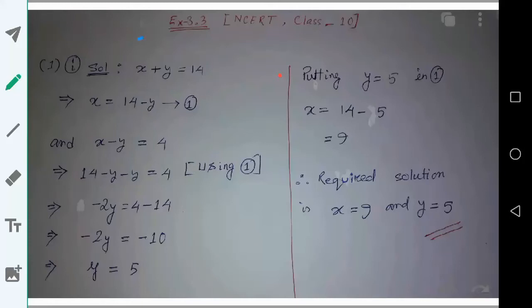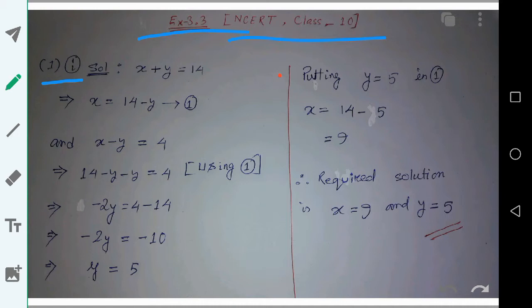Hello students, today I am going to teach you how to solve a pair of linear equations using substitution method. Here we are going to solve the problems of exercise 3.3 of NCERT textbook of class 10. So the first question.